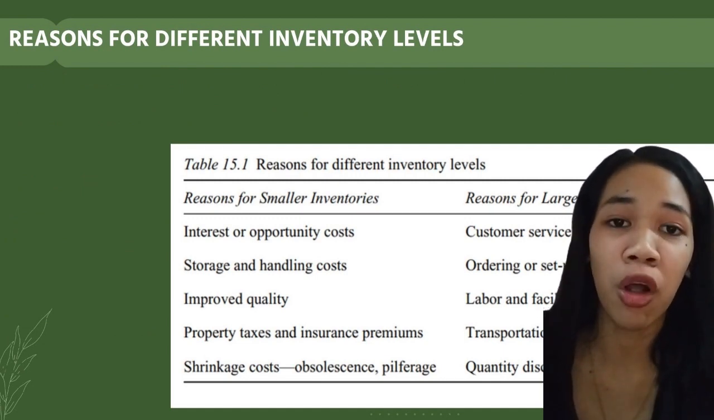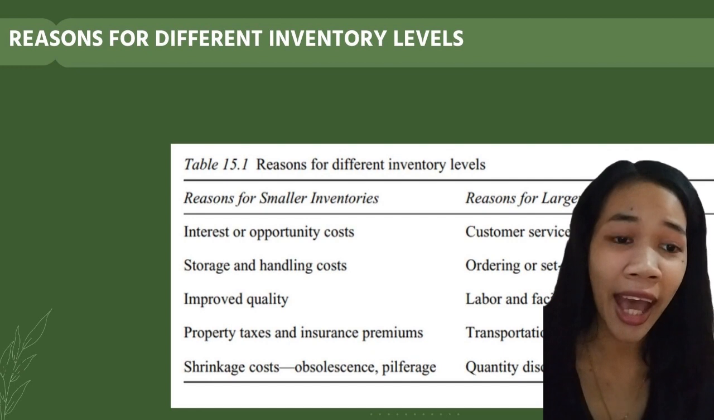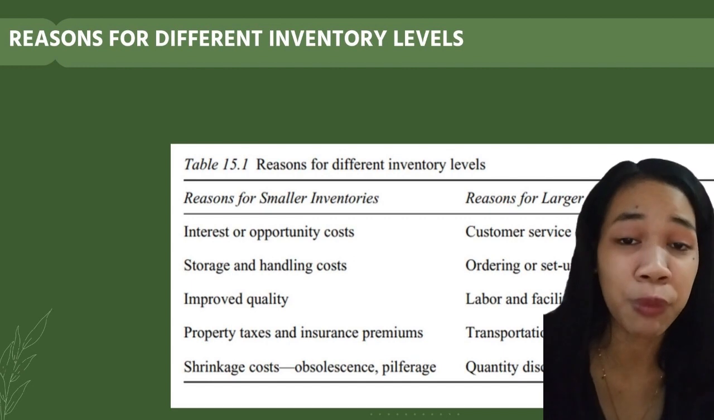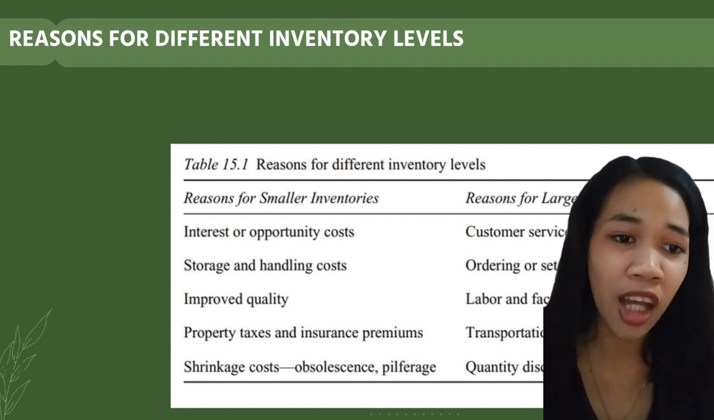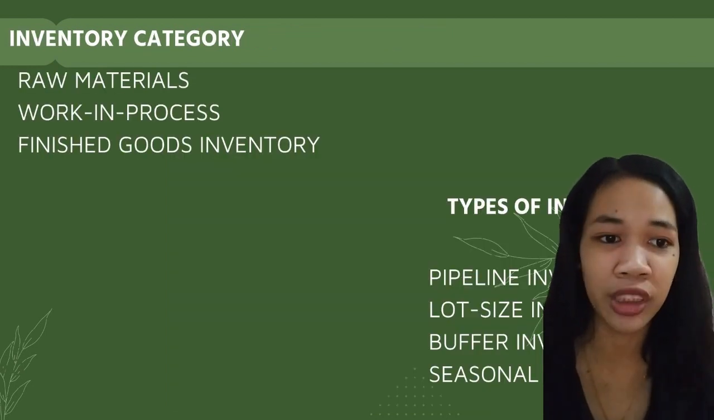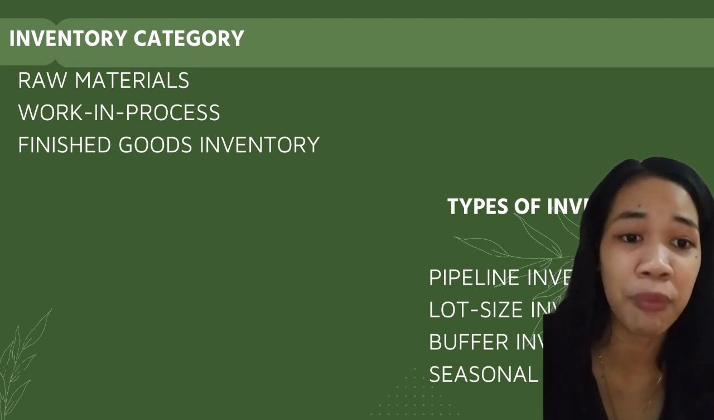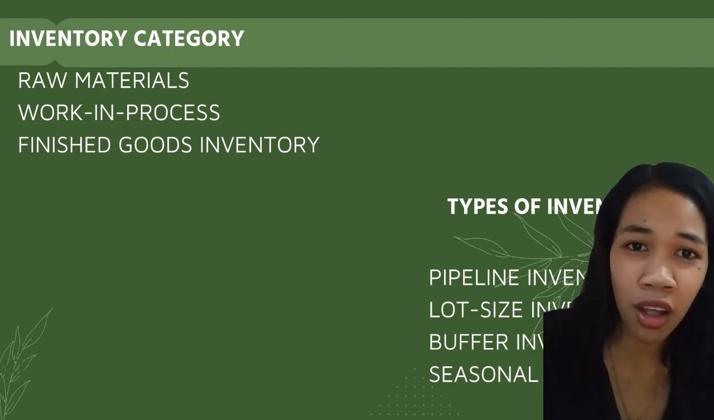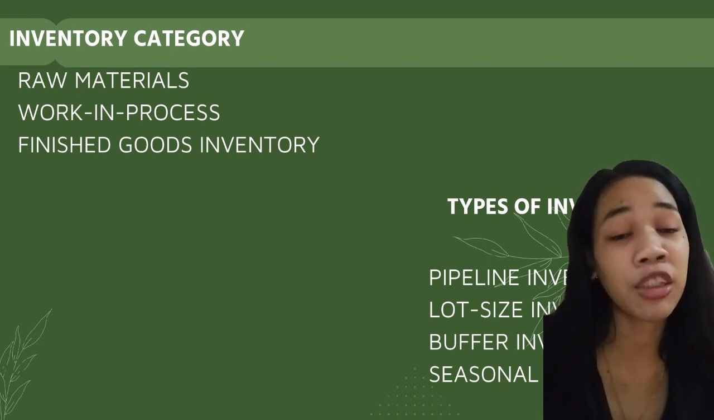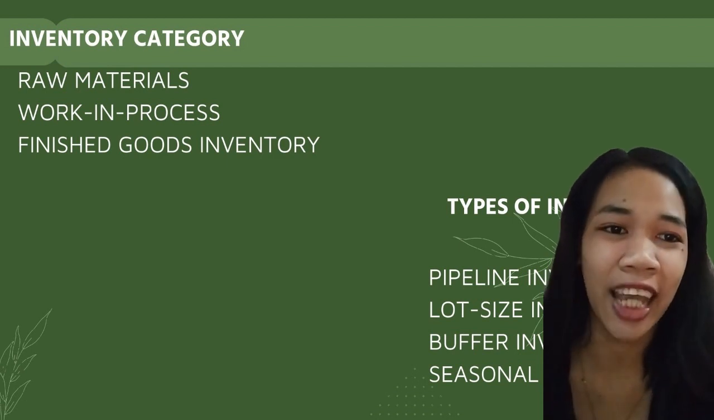First is the reasons for smaller inventories: interest opportunity costs, storage and handling costs, improved quality, property taxes and insurance premium, shrinkage costs, obsolescence, and pilferage. Next is the reasons for larger inventories. It includes customer service and varying demand, ordering or setup costs, labor and facility utilization, transportation costs, and lastly, quantity discounts.